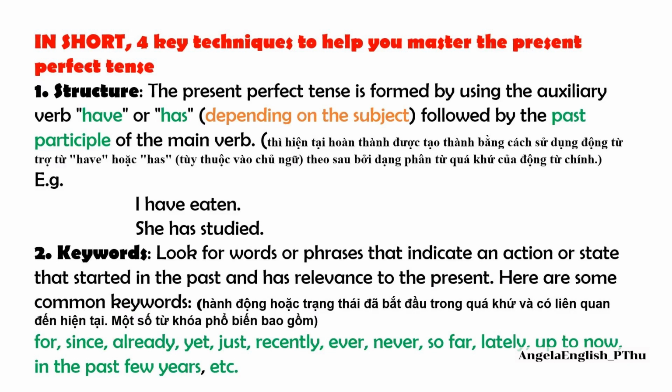2. Keywords. Look for words or phrases that indicate an action or state that started in the past and has relevance to the present. Here are some common keywords: for, since, already, yet, just, recently, ever, never, so far, lately, up to now, in the past few years, etc.